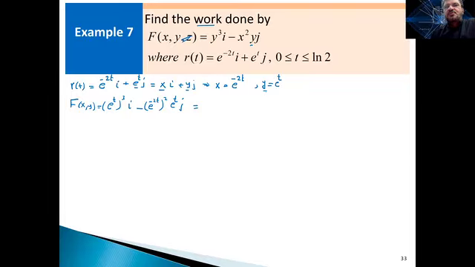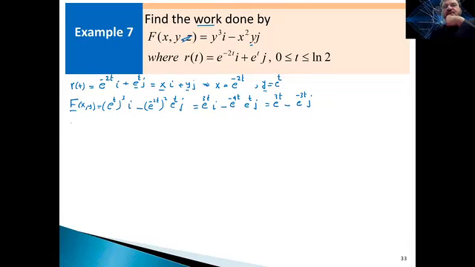Now, what's e to the t cubed? When you have a power raised to a power, you multiply them. So this is e to the 3t i minus, same thing here, you multiply 2 with negative 2, you get e to the minus 4t, times e to the t j, which is equal to e to the 3t i minus. Now, when you multiply, you add the powers. Minus 4 plus 1 is minus 3. So this is e to the minus 3t j. This is, guys, the parameterization of f in terms of t. So I changed it from x, y to t.